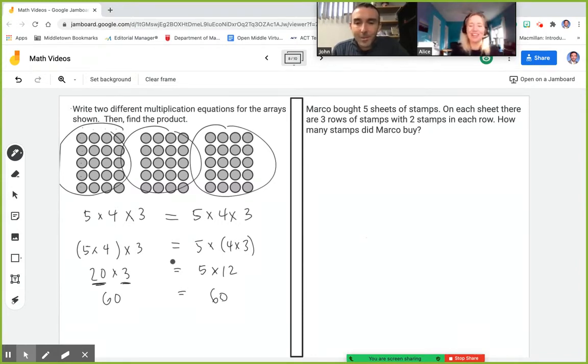Okay, wonderful. So now for a word problem. So Marco bought 5 sheets of stamps. So I always like to draw illustrations for word problems. So on each sheet of stamps, there are 3 rows of stamps with 2 stamps in each row.